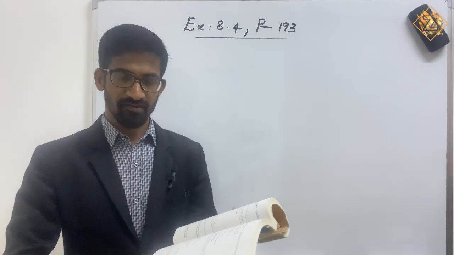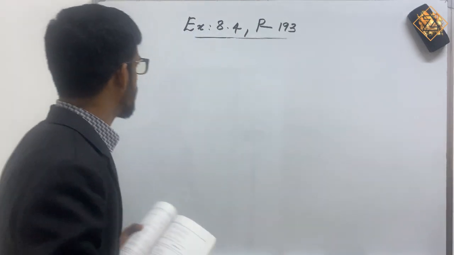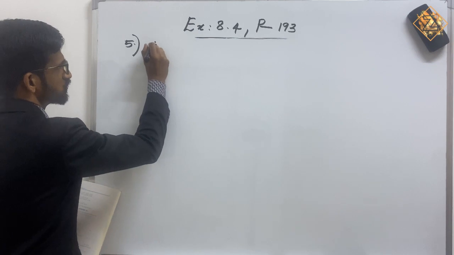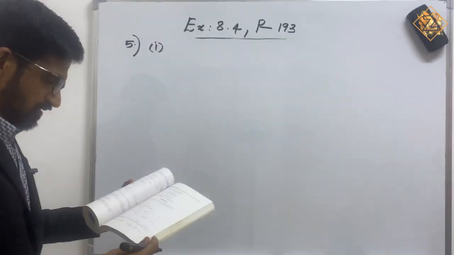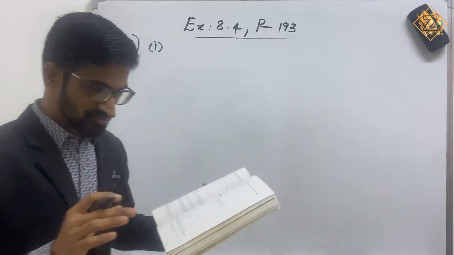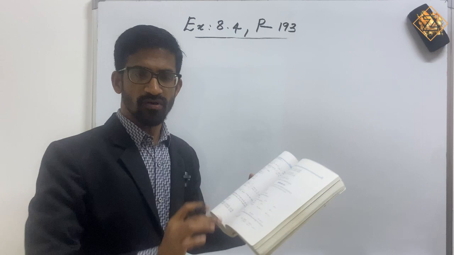Now, question number 5, which is a very important question. Question number 5 of exercise 8.4. In that first question, prove the following identities where the angles involved are acute angles for which the expressions are defined. We have to prove the following.